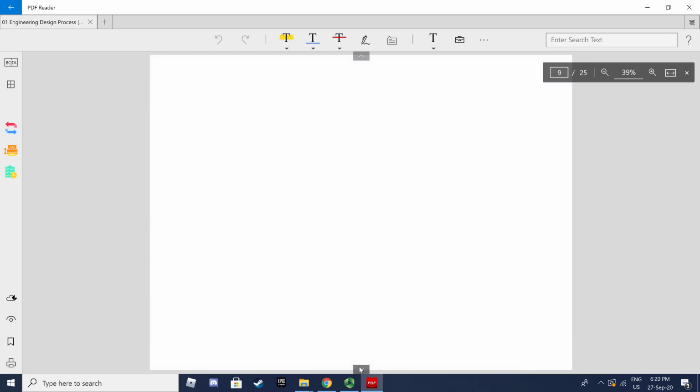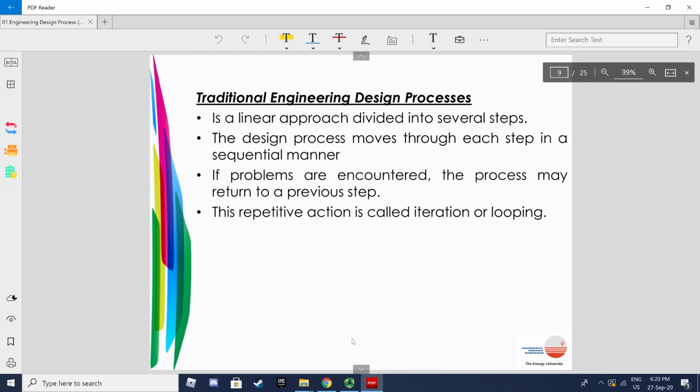The traditional approach is linear, divided into several steps. Let's say you have several steps like step 1, 2, 3 and up to 7, but midway, let's say you have a problem in step number 3 or 4, then it becomes broken. Then the product will not come out, which is a failed one. The design process moves through each step in a sequential manner, and if a problem is encountered, the process may return to a previous step, and the repetitive action is called iteration and looping.